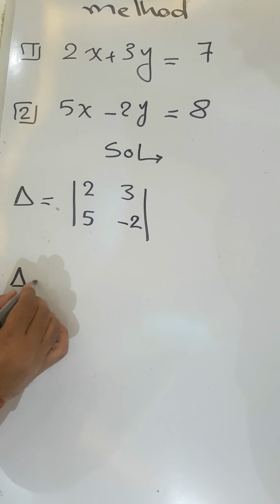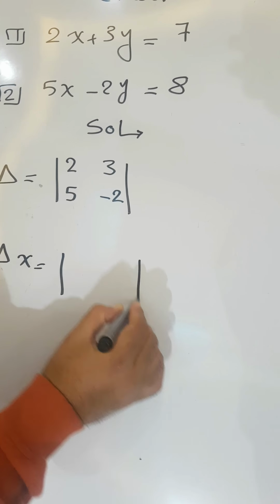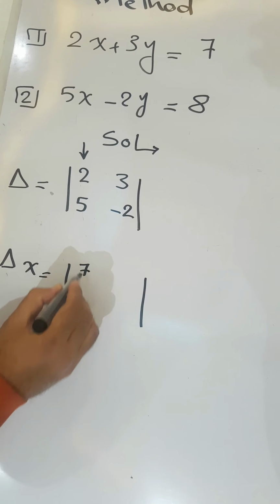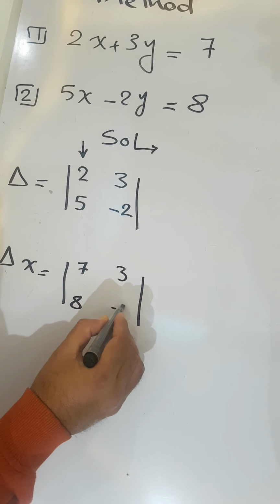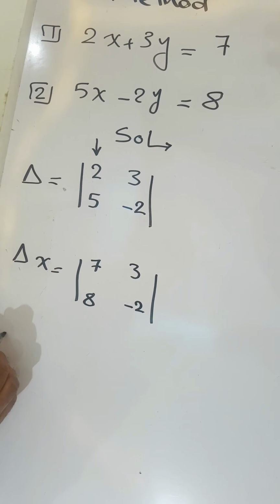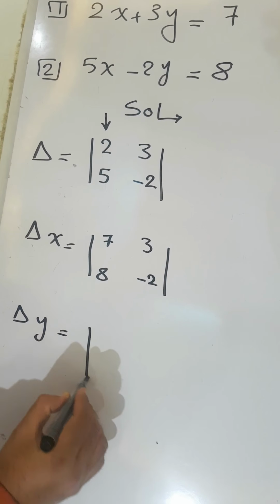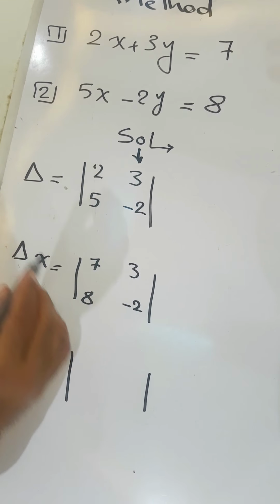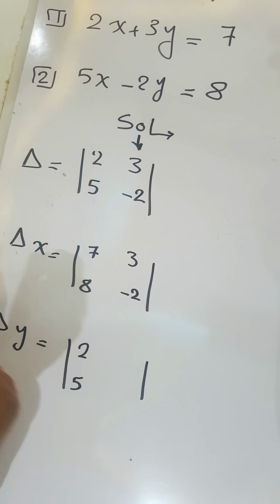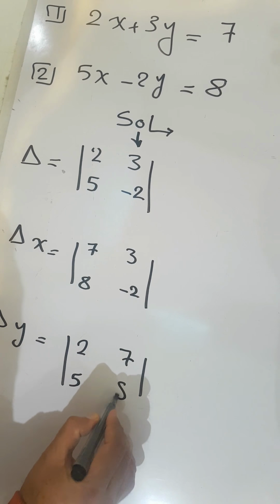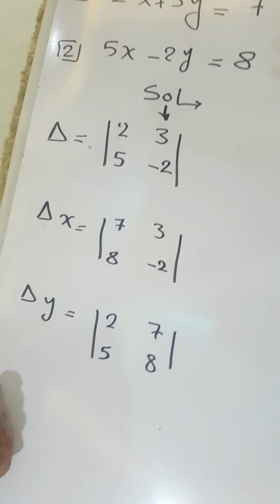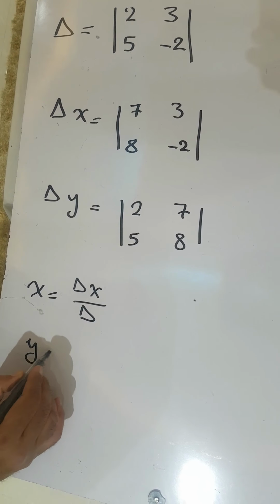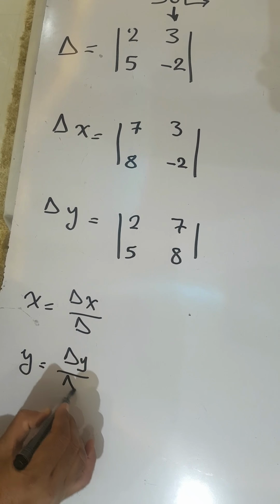What is delta x? We replace the coefficient of x by the free terms, and y stays. Delta y: we replace the coefficient of y, and the coefficient of x stays, at 7, 8. To get the value of x equal delta x over delta, and y equal delta y over delta.